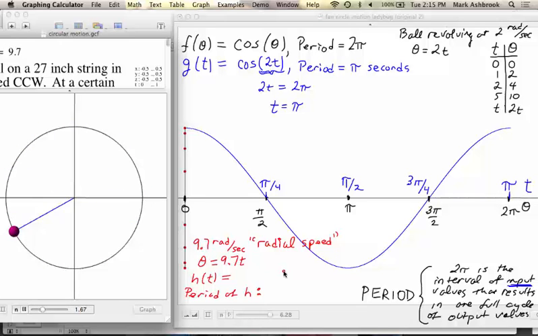Dengi, did you get that? Yes. Tell me. Cosine 9.7 t. Good, got it. So now we want to go through the process of finding the period of h.